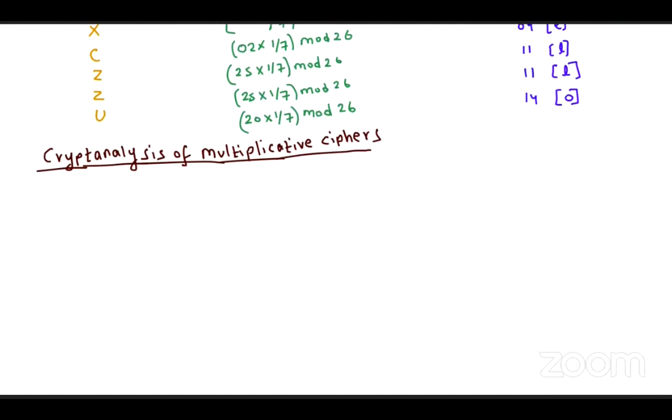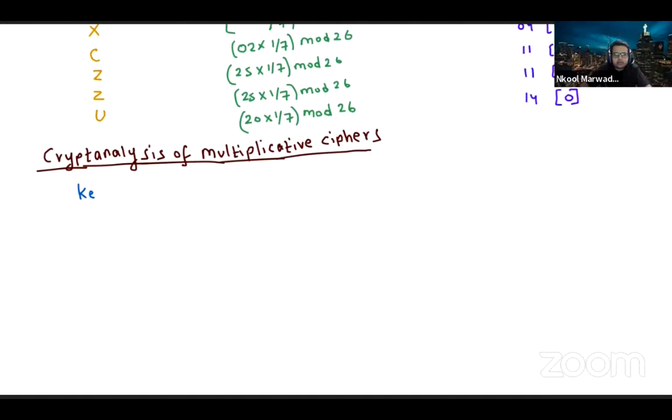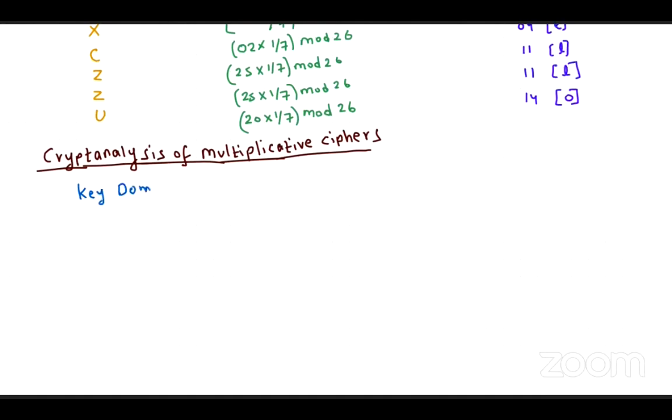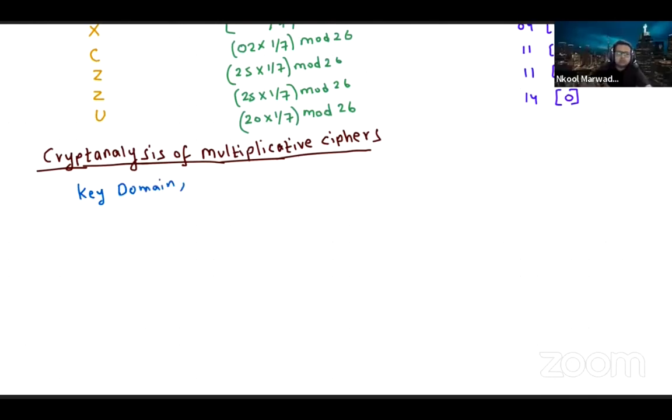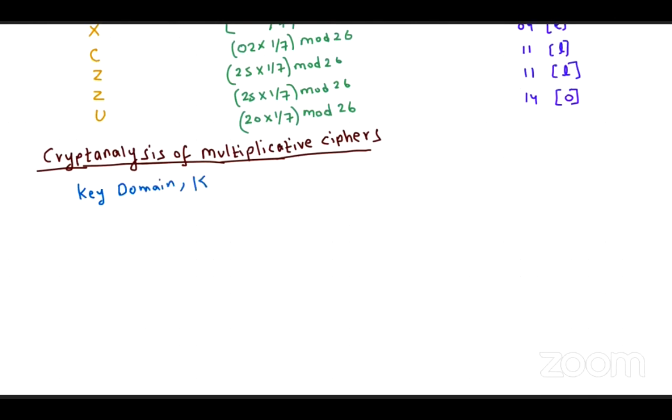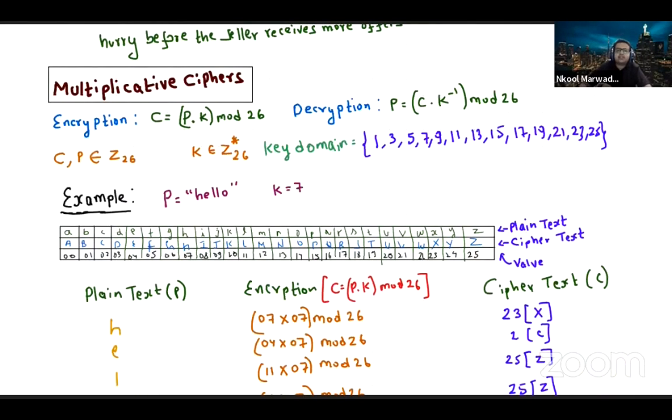Is it only 25? No, the key domain is only the set of odd numbers from 1 to 25. It is 13, the key domain of multiplicative ciphers. For the additive cipher, it is 25. For multiplicative, 13. We saw that in multiplicative ciphers, the key can take only the odd numbers.